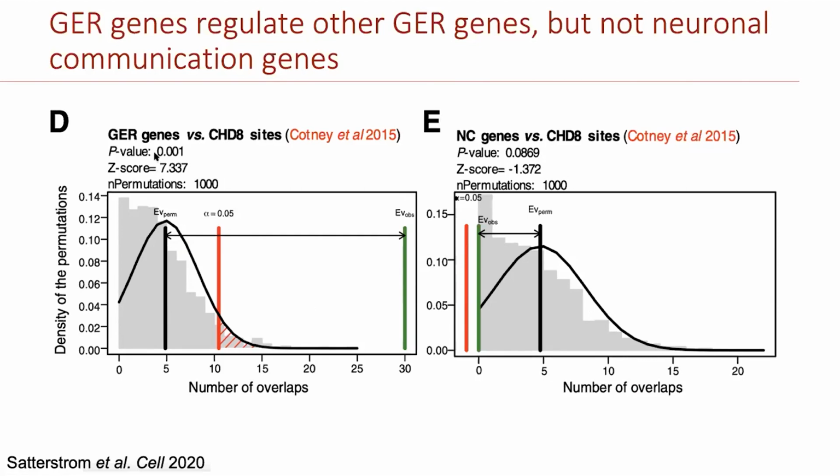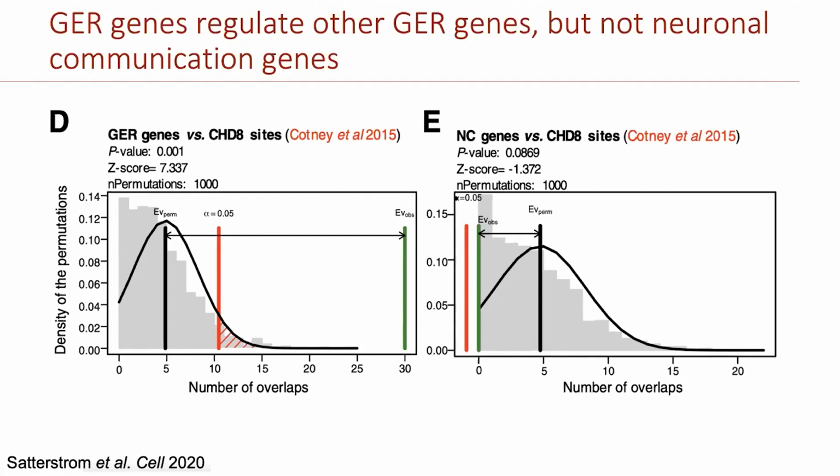And if we ask the question there, do we see the gene expression genes being targets of CHD8? The answer is a very, very definitive yes. So we expect to see about 5. We actually see about 30. And that is a dramatic difference based on this normal distribution. If we do the same for the neuronal communication genes, and this is now in neuroprogenitor cells, we find that there is actually less than we would expect by chance, supporting the idea that the simple relationship, that neuronal communication genes are the targets of the gene expression regulation genes, doesn't seem to pan out.